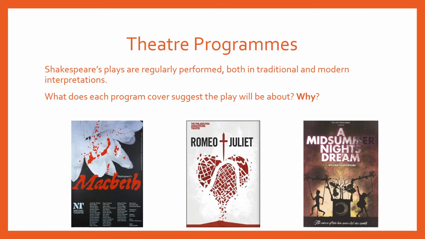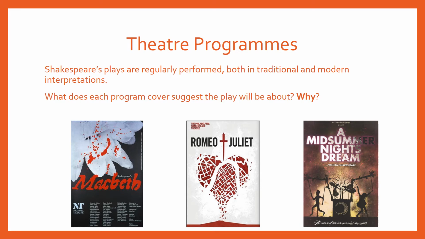So Shakespeare's plays are very regularly performed, both in traditional dress and traditional speech, and in modern interpretations. The first thing we'd like you to do today is have a look at the 3 theatre programmes on this slide, and we'd like you to analyse those programmes. So think about the font that they have used, the colour schemes they have used, and the imagery they have used. What do these things suggest each play will be about, and why?